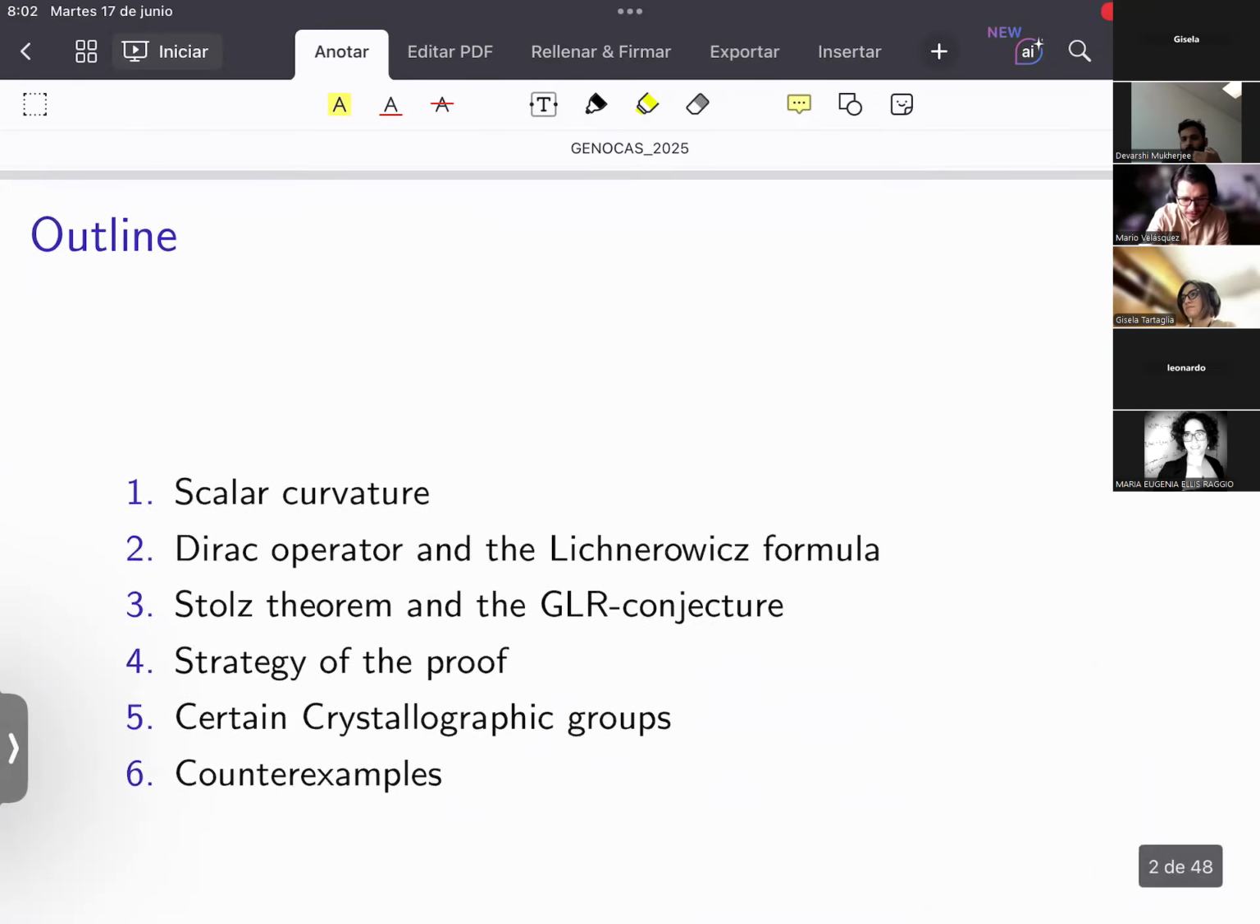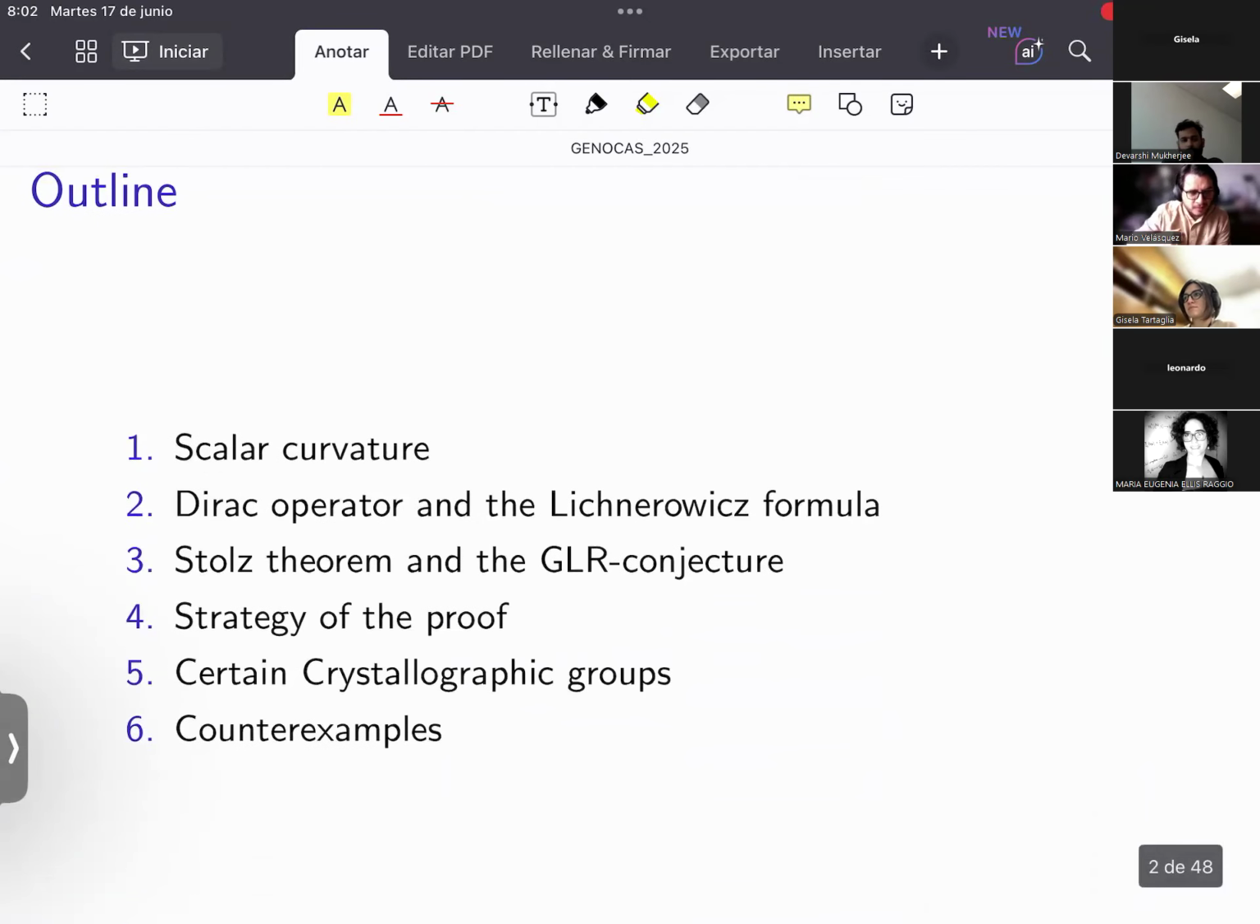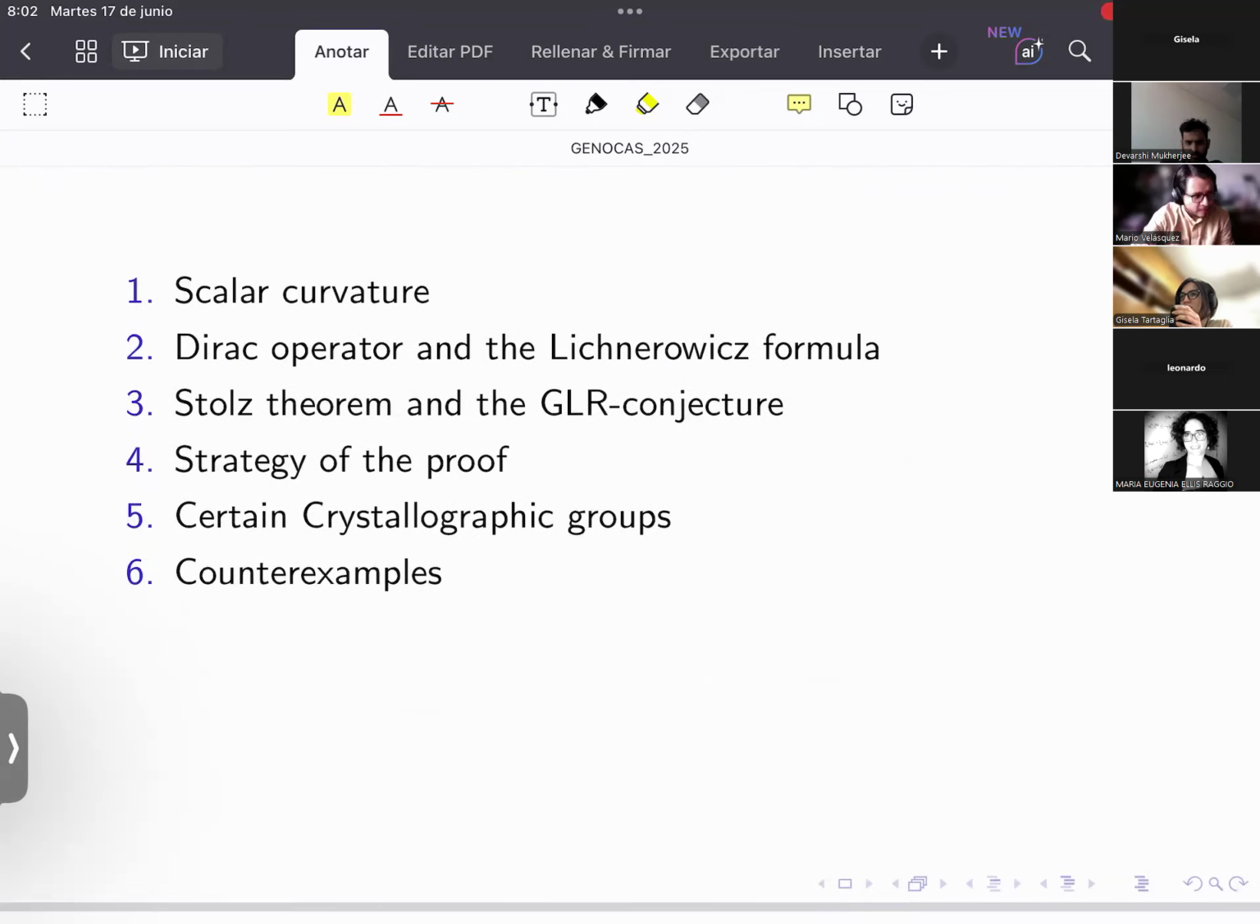Okay, let me give you a brief outline of the talk. I will start recalling what is scalar curvature, the Dirac operator, and the famous Lichnerowicz formula. Then Stolz's theorem and the Gromov-Lawson-Rosenberg conjecture. I will talk briefly about how to prove this conjecture, and then talk about certain crystallographic groups, and finally I will talk about the counterexample.